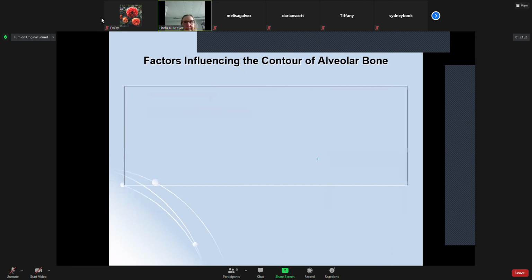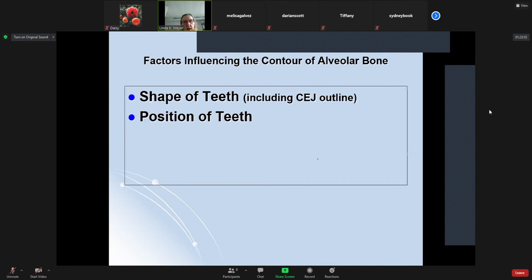There are different factors that are going to influence it. The teeth themselves are going to influence it, as well as the occlusal forces acting on the periodontium. So in health, we're going to see that the shape of the teeth is going to affect the contour of the alveolar bone. The position of the teeth: are the teeth straight or are they misaligned? Are they in the same occlusal plane? Are some teeth just in a state of eruption?